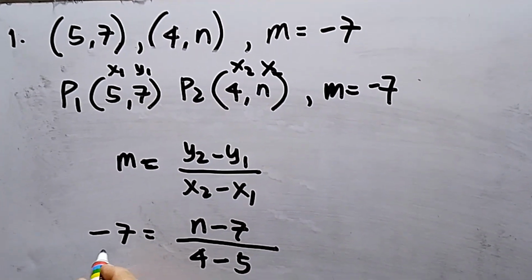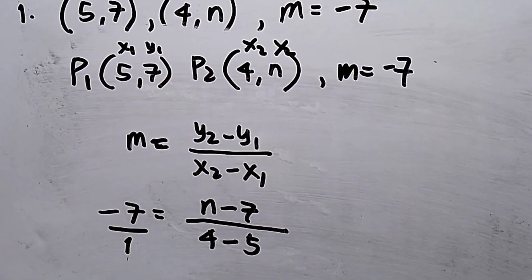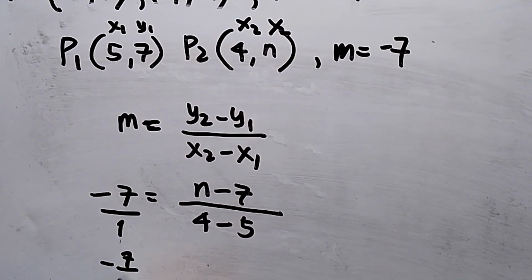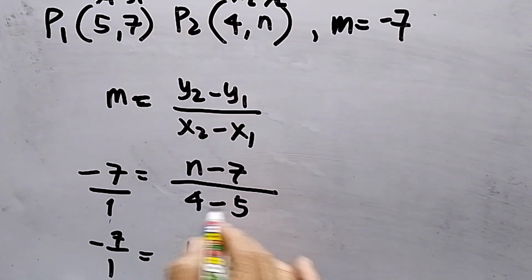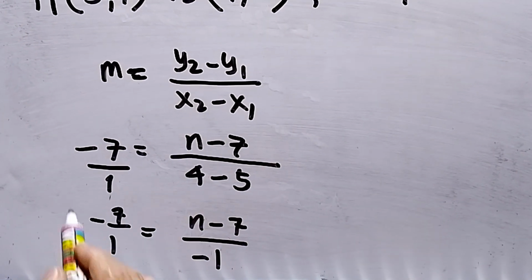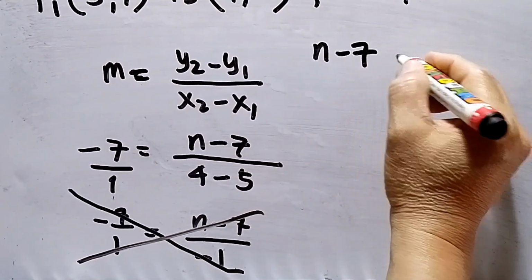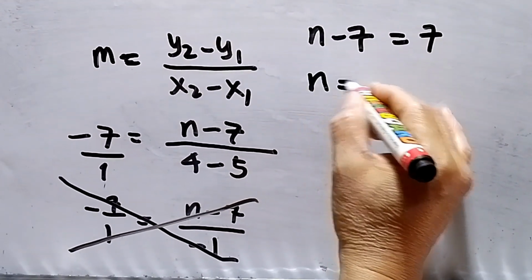So since there is no denominator for -7, so I will put 1. And then this will be -7 over 1 is equal to n minus 7 over 4 minus 5, which is -1. Then apply cross multiplication. This will be n minus 7 is equal to negative times negative, that will be positive 7. So find the value of n.